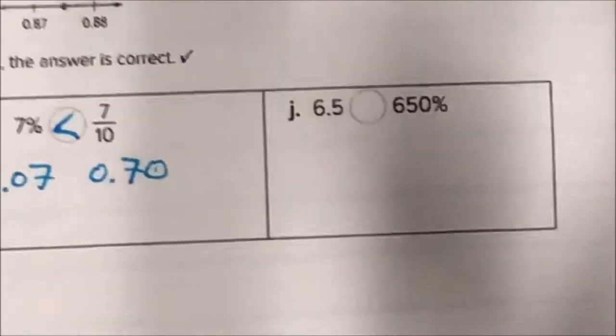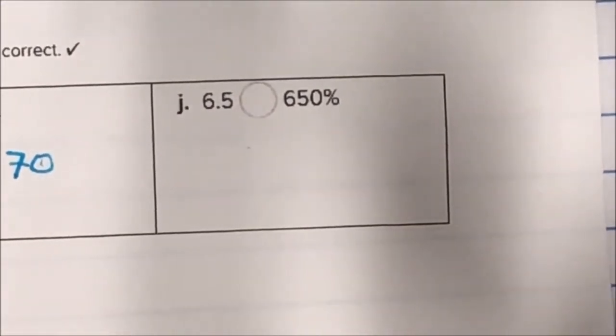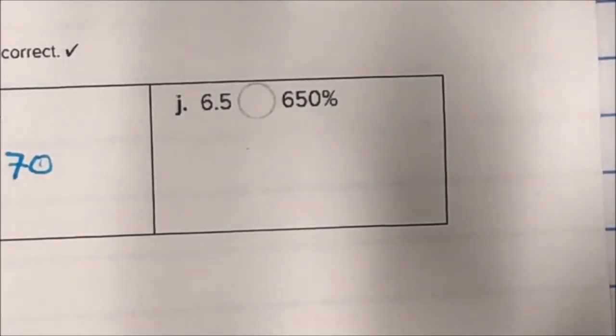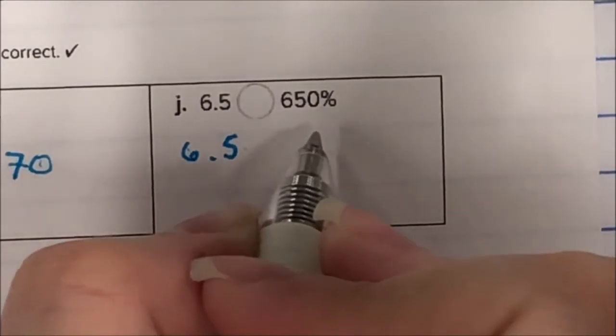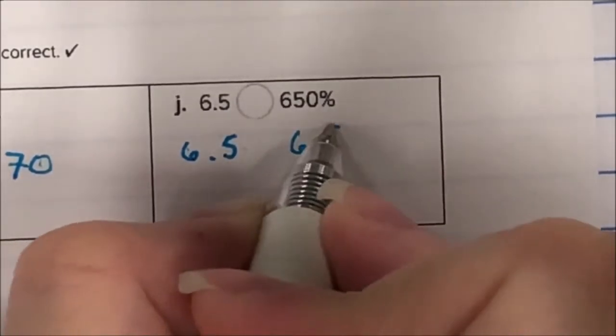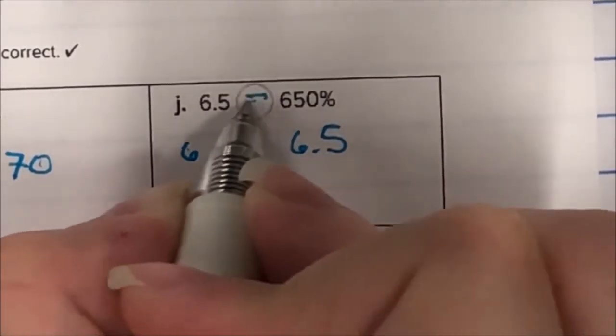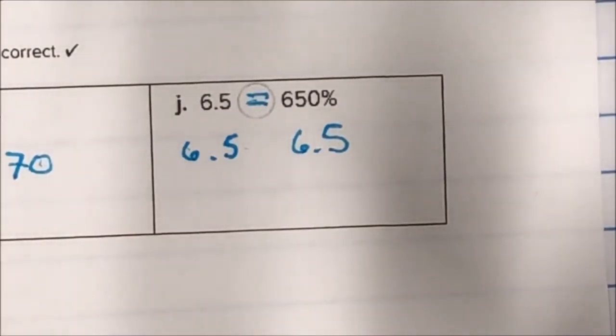Okay. And then letter J, 6.5 compared to 650 percent. 6.5, 650% becomes 6.5. Well, these are equal to one another. And that ends lesson 5.